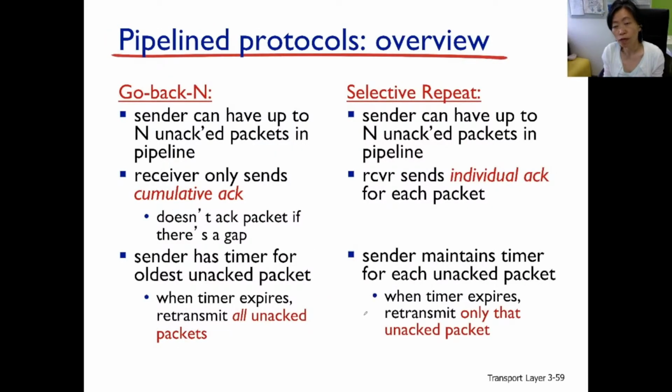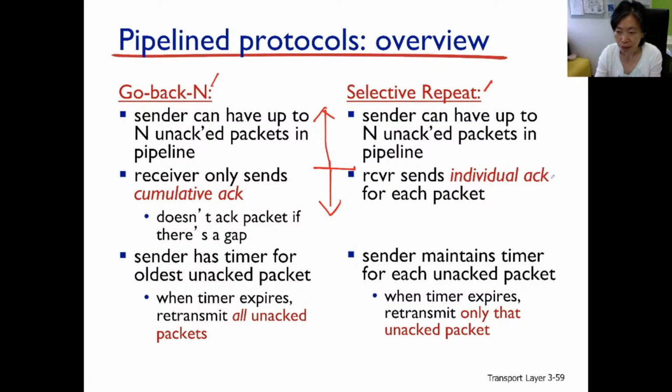Here's the overview slide that contrasts the 2 big categories of pipelined protocols. On the left, Go-Back-N. On the right, selective repeat. They are the same in this way: both of them allow having multiple packets in flight in a round. That's the basic idea of pipelined protocols. They must be the same this way, and then everything else will be different.